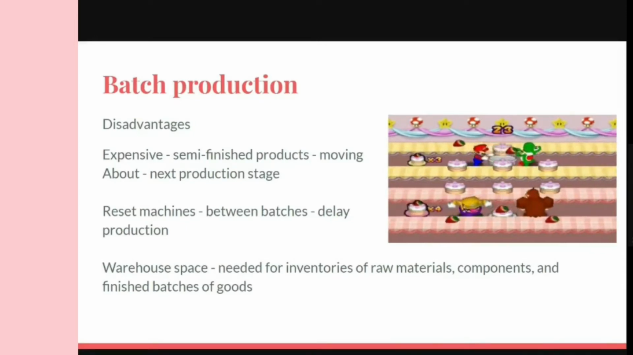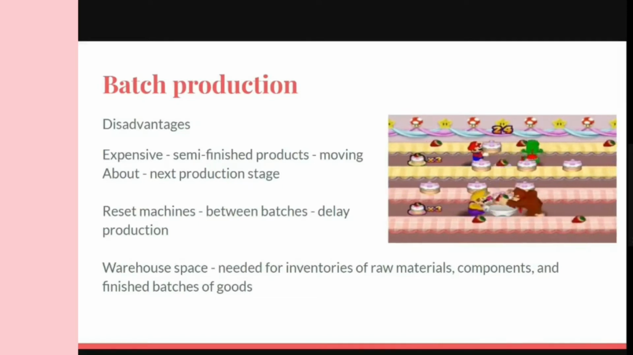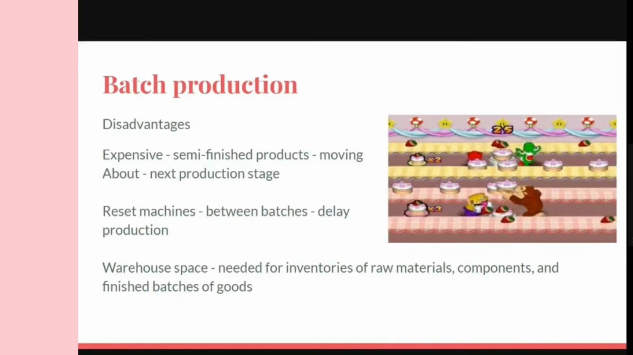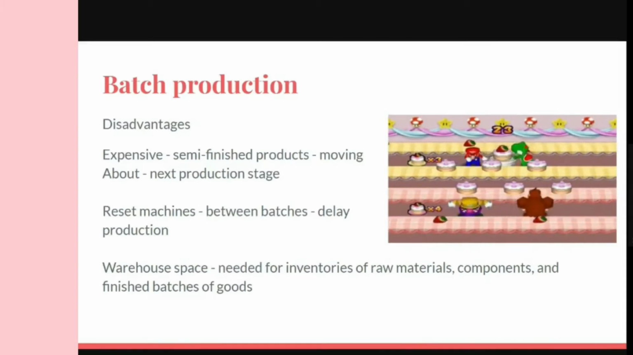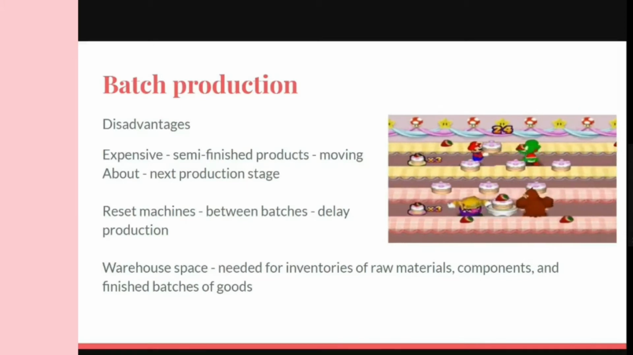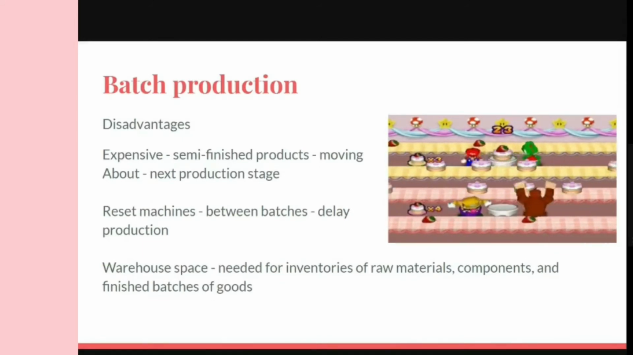So because they produce in batches, you need to move and reset, with different timing and different ingredients for different types of products. So it needs some time to do so. And because they have different types of cakes, warehouse space is needed for inventories of raw materials, components, and finished batches of goods. So this could be costly as well.